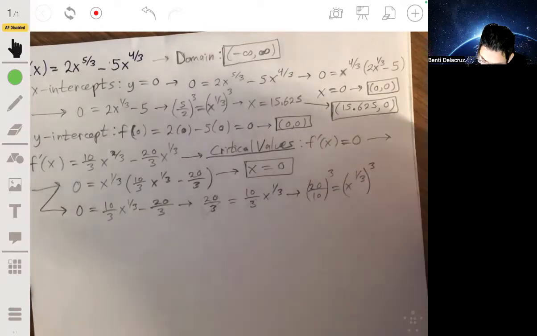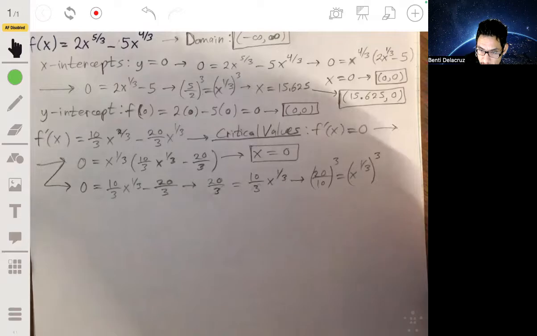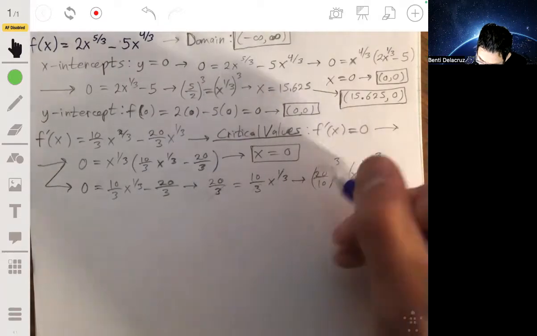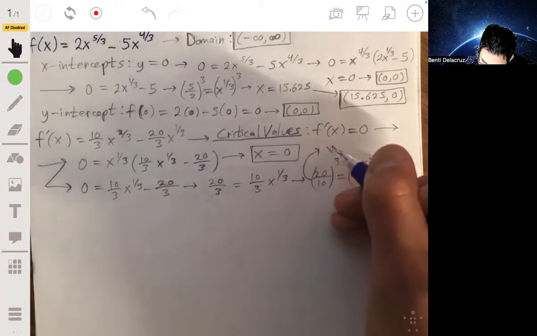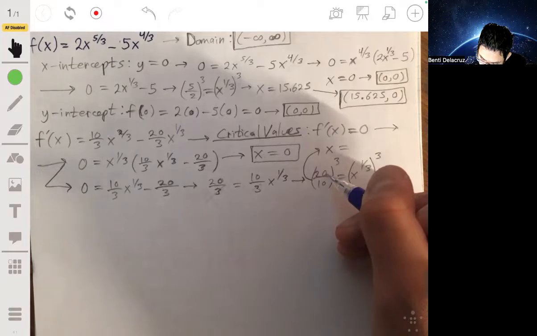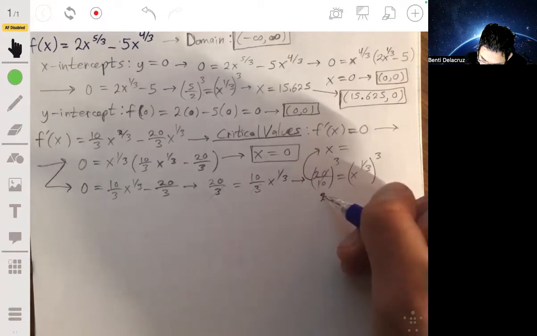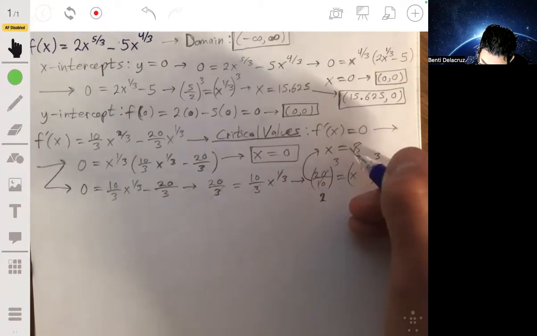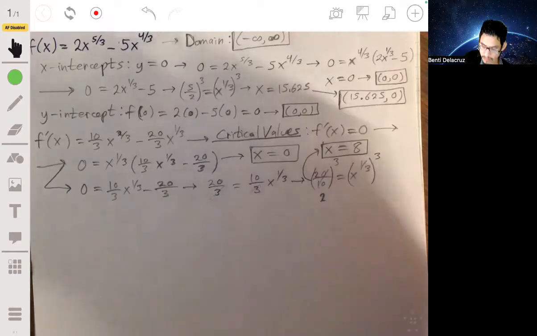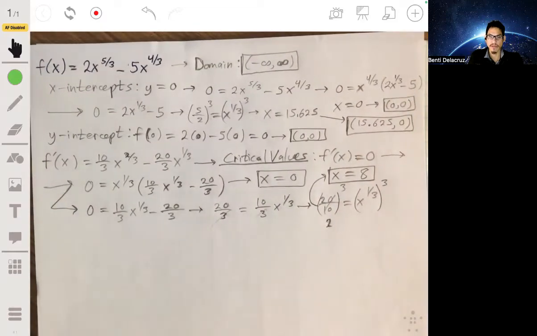And again, we just cube both sides to get x. And what do you know? We get our next critical value. Let's actually put it up here. Remember, this is just 2. 2 to the third, it'll just be 8. So our other critical value would be x equals 8. All right, cool. Works out a nice whole number.